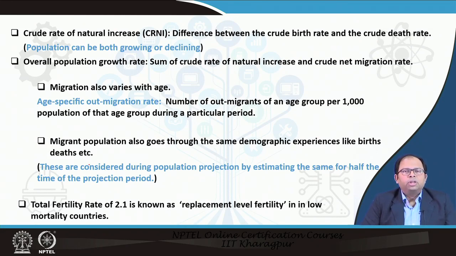And then the overall population growth rate is the sum of the crude rate of natural increase and the crude net migration rate. So that means we take both migration and natural increase to determine the overall population growth rate for an urban area.